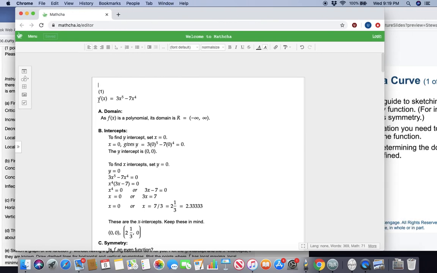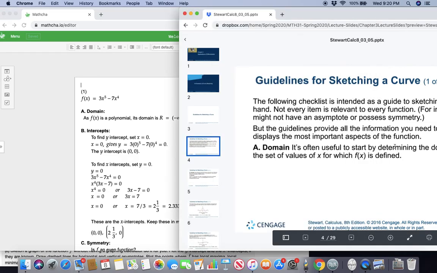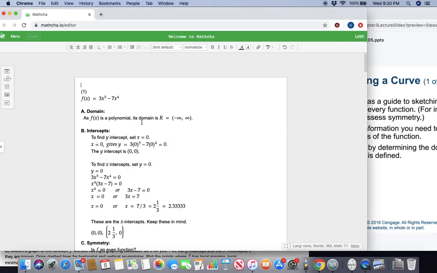My question is a polynomial function, f(x) = 3x^5 - 7x^4. The very first item in our checklist is the domain. Well, we have a polynomial, so its domain is the set of all real numbers, which is negative infinity to infinity, the open interval. Notice a polynomial does not have denominators, does not have square roots, so there are really no issues. So this function is defined everywhere, all of the real line.